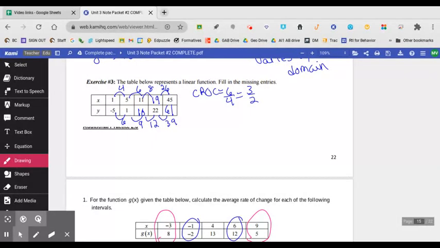Then from 10 to 22, I added 12. So in order for my y to increase by 12, my x needs to increase by 8 in order to maintain the ratio of 3 over 2. And then last but not least, 19 to 45, I increased by 26, which means my y had to increase by 39, again to maintain the ratio of 3 over 2.